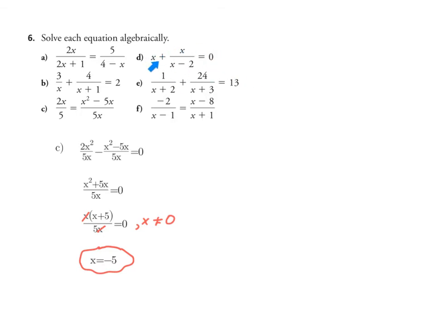The common denominator here will be x minus 2. Everything's already on the left. That's convenient. The common denominator here will be x times x plus 1. So you're going to have to do both of those to this. X times x plus 1 is just x squared plus x. And so, yeah, there's a lot to do here. If you have any trouble, let me know. But I think you guys should be capable by this time.